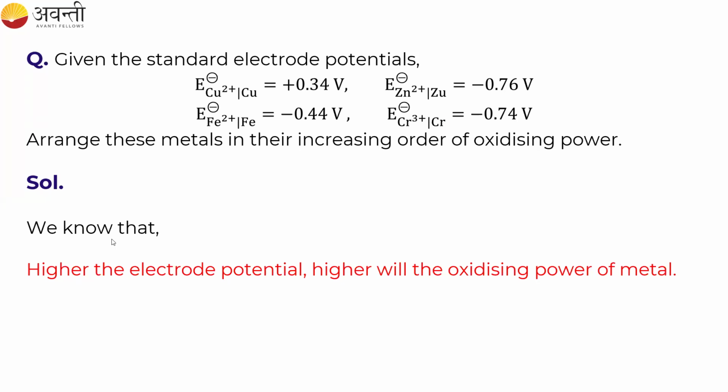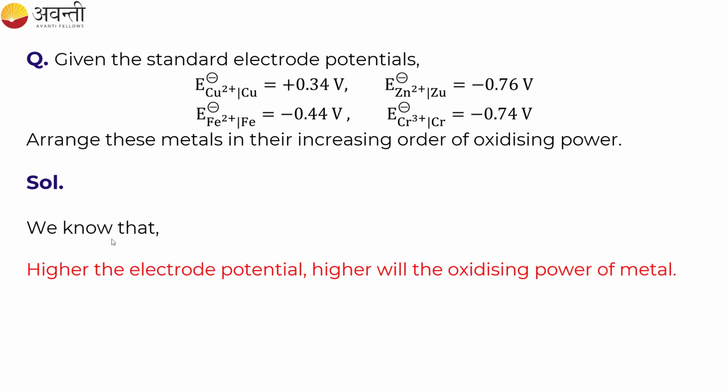Can you tell me the name of the metal which has the highest oxidizing power? Is it copper, iron, chromium or zinc? Which metal has the highest oxidizing power?